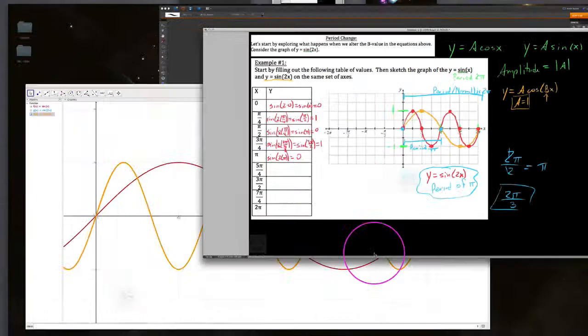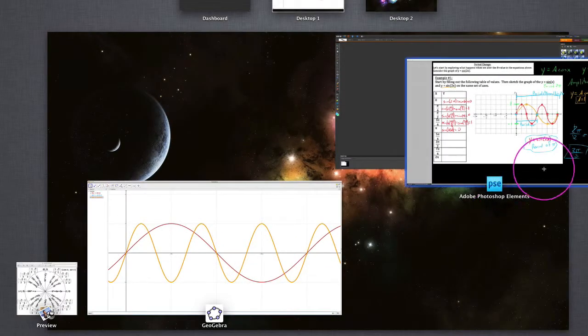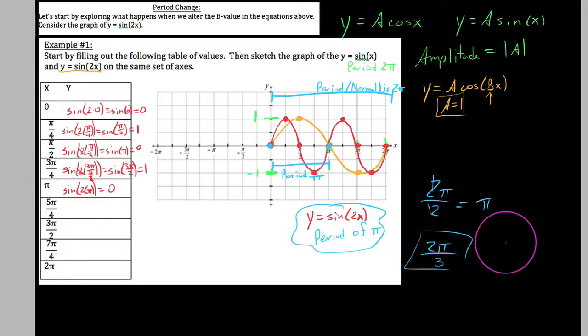We know this because we can look at the picture. We say 2 pi thirds is about right here. Here's another 2 pi thirds. Here's another 2 pi thirds. If you were to add 2 pi thirds plus 2 pi thirds plus 2 pi thirds, you get 6 pi thirds, and that adds up to the total of 2 pi in the entire cycle.